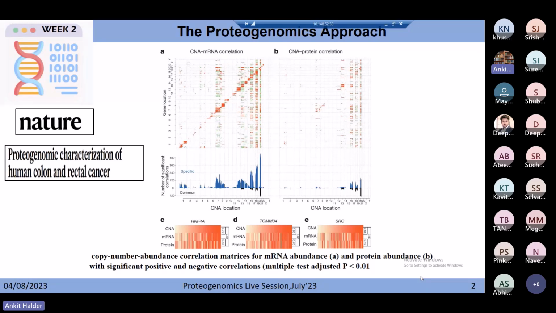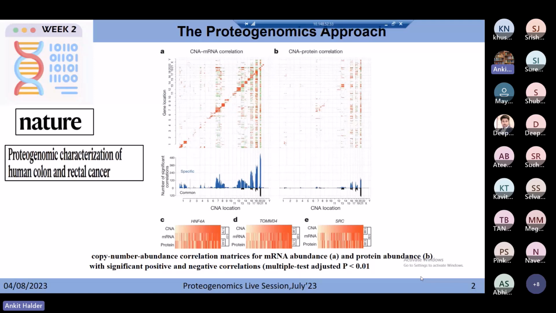So here, before going into today's topic, firstly I'd like to give some examples from recently published Nature articles, showing how both these techniques have helped us understand things in a much deeper way, and why it is so important in today's time to understand both sets. For example, they have shown the CNA and mRNA correlation, that is the copy number analysis and the mRNA correlation, and the copy number analysis and the protein correlation.